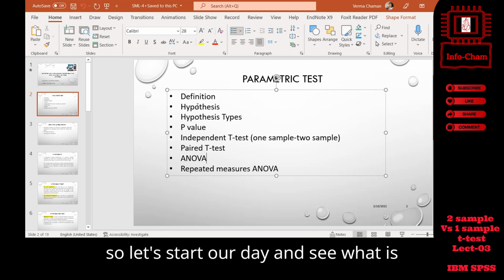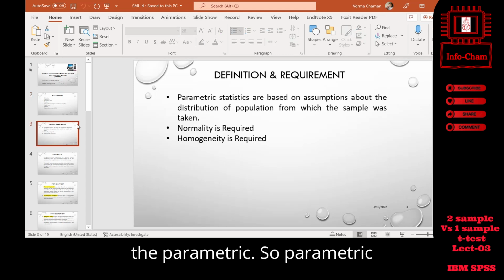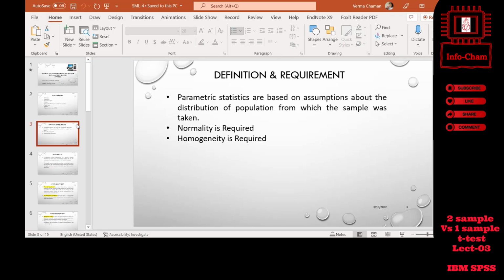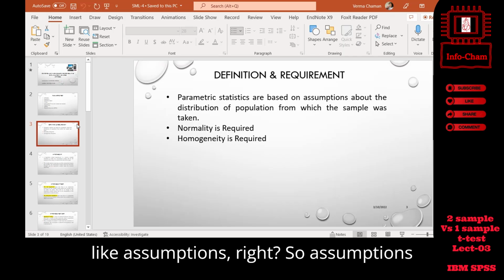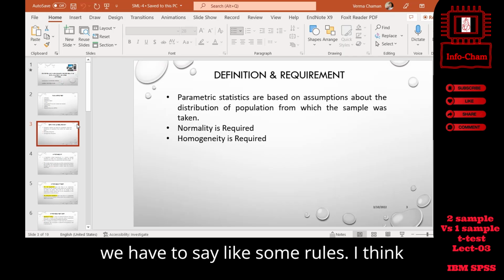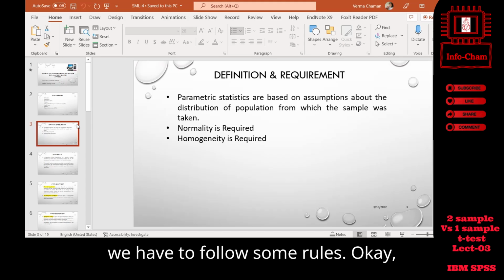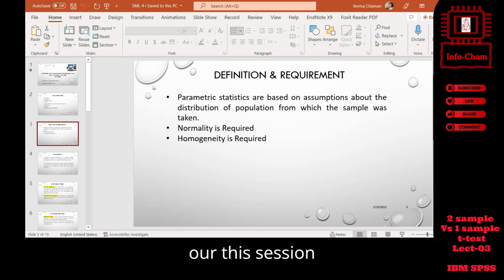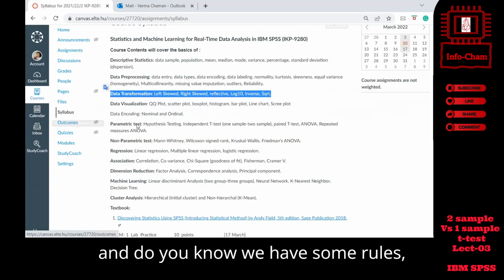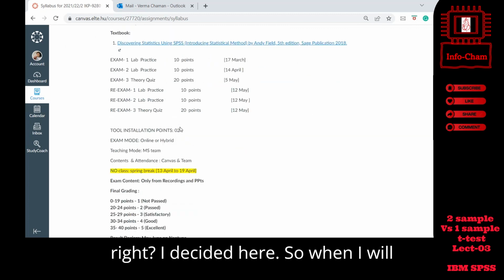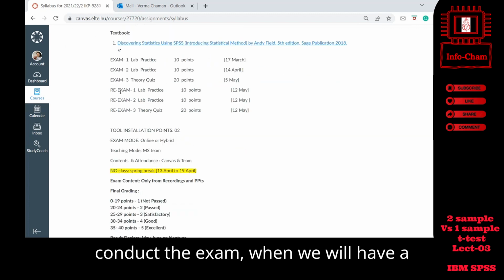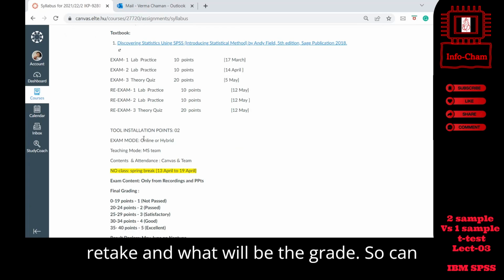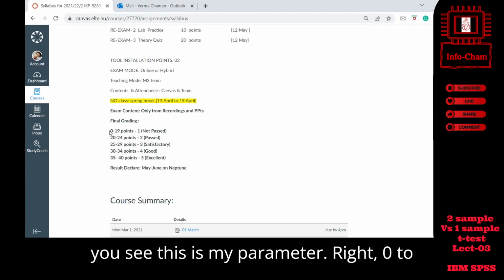Okay, so let's start our day and see what parametric means. So parametric statistics are basically based on some assumptions, right? Assumptions, we can say, are some rules that we have to follow. Let me give a good example. In this session, we have some rules, right? I decided when I will conduct the exam, when we will have a retake, and what the grade will be. So can you see this is my parameter, right?